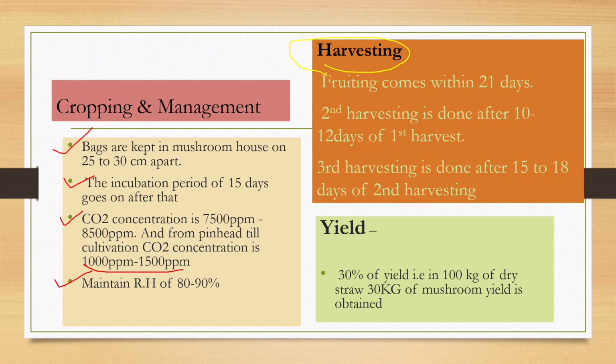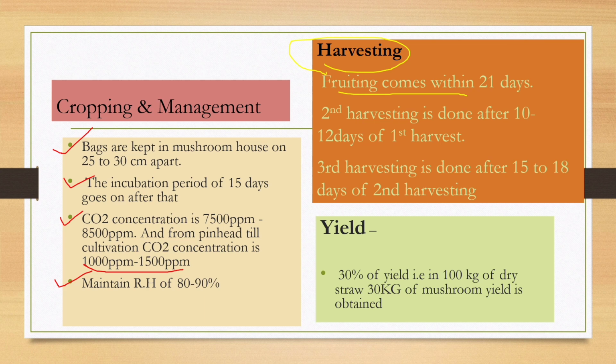Now coming to harvesting and yield. So the fruiting comes within 21 days. So the first harvesting is done on 21 days. Collection of all the fruiting bodies is done and no selection is done, as it is observed that if larger mushrooms are harvested and smaller ones are left, they get shrunken and then damaged. So complete harvesting of the bag is done.